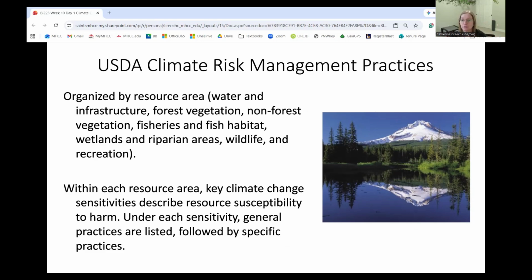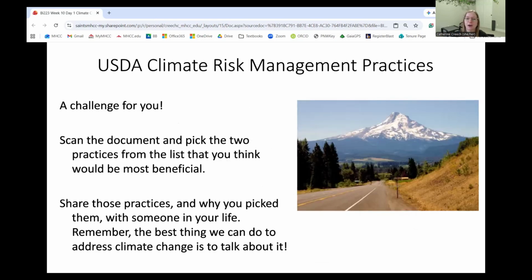And I think it's important to link to this because these actions are like next steps. They're next things that we can take as Americans, as Oregonians, to help mitigate what's going on with climate change. And so I have a challenge for you. I'm going to link to this large document and I'm going to have you scan it. And I want you to pick 2 of the practices from whatever resource you find most interesting that you think would be the most beneficial in being an action in response to climate change.